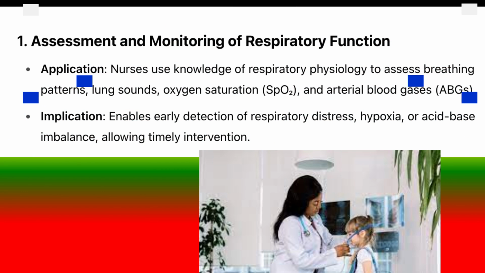Here are 5 key applications and implications of respiratory system physiology to nursing practice. 1. Assessment and monitoring of respiratory function. Application: nurses use knowledge of respiratory physiology to assess breathing patterns, lung sounds, oxygen saturation, and arterial blood gases, ABGs. Implication: enables early detection of respiratory distress, hypoxia, or acid-base imbalance, allowing timely intervention.